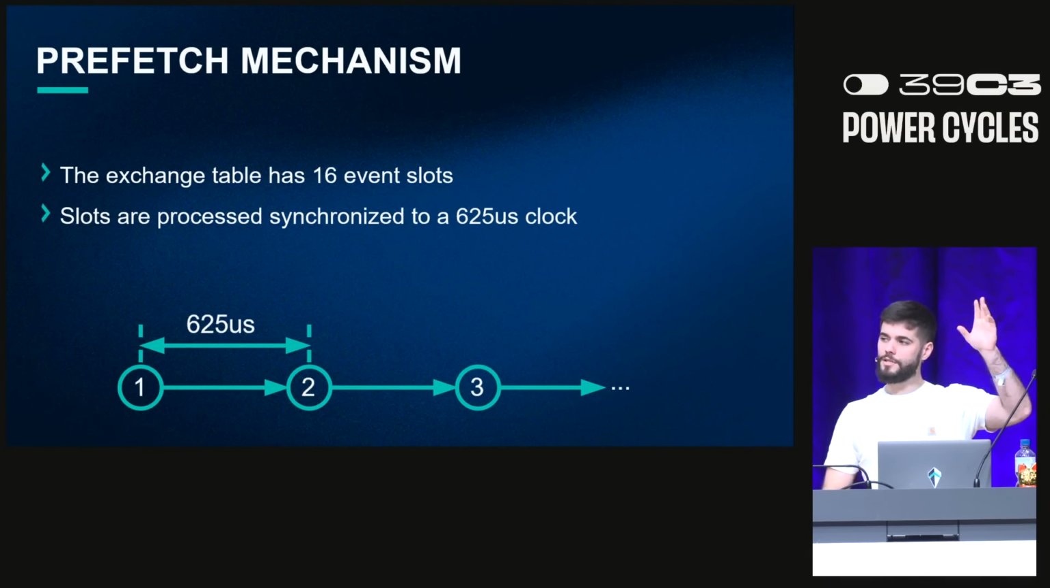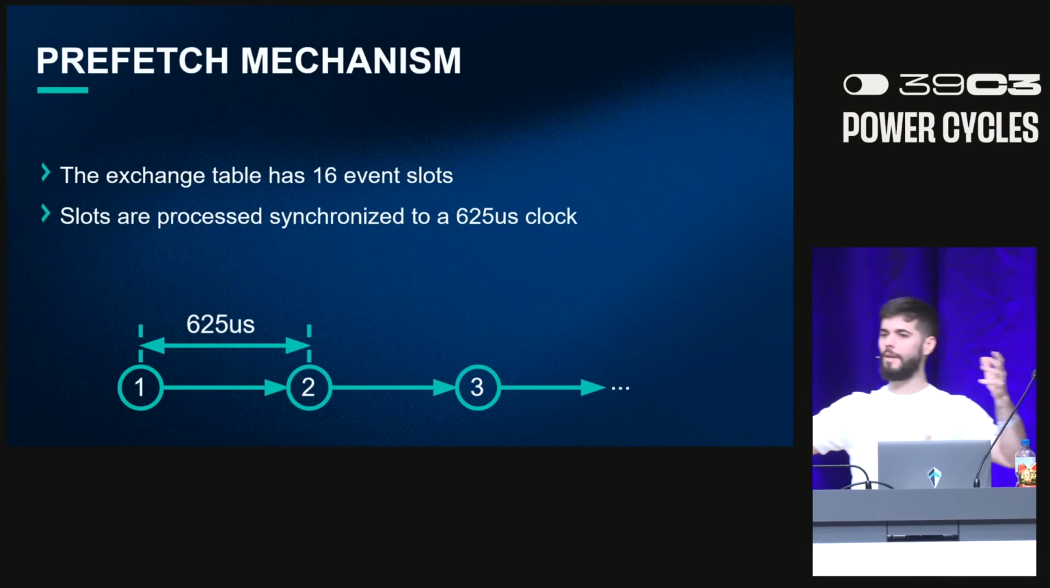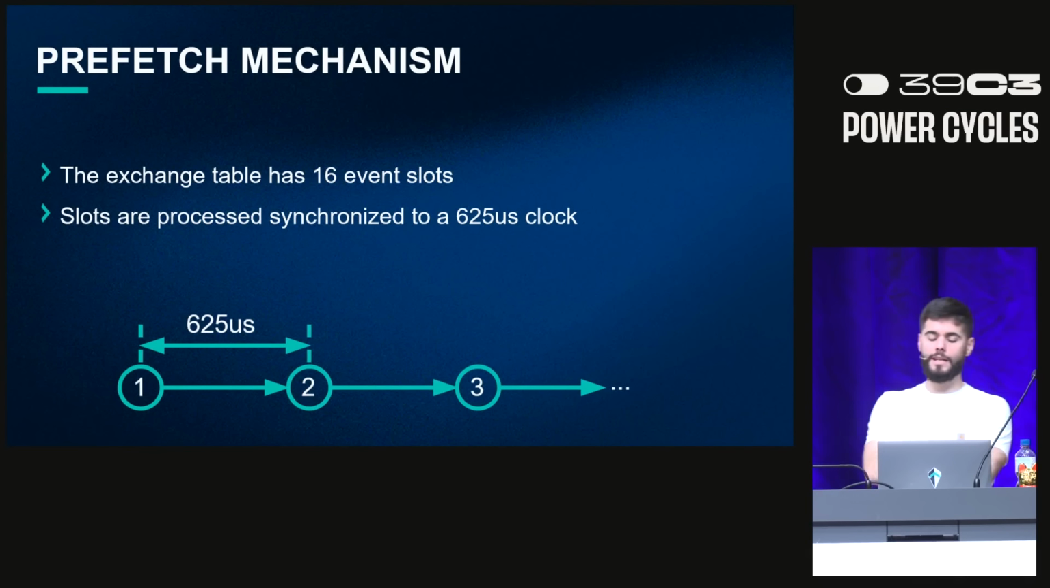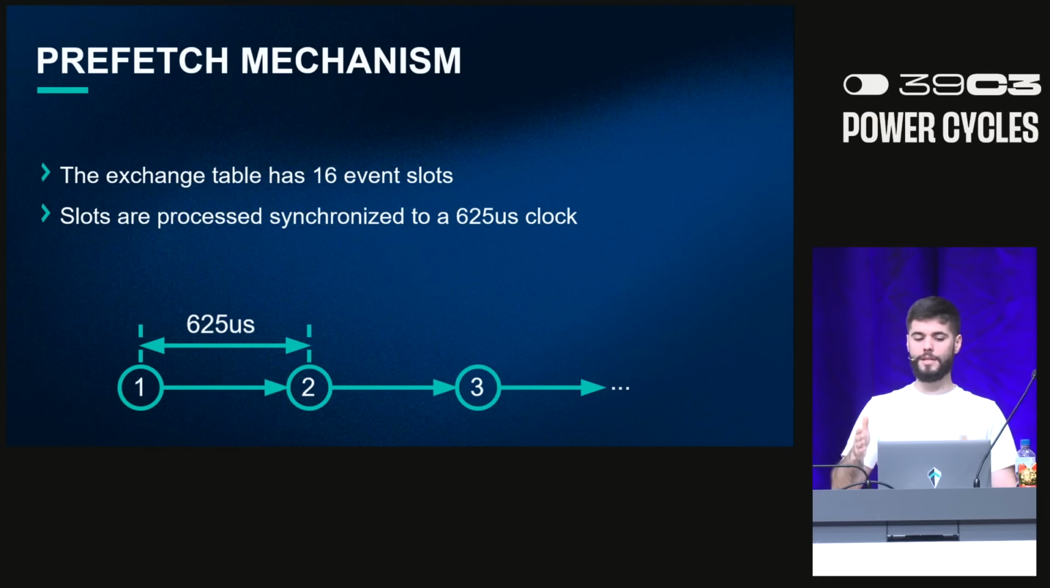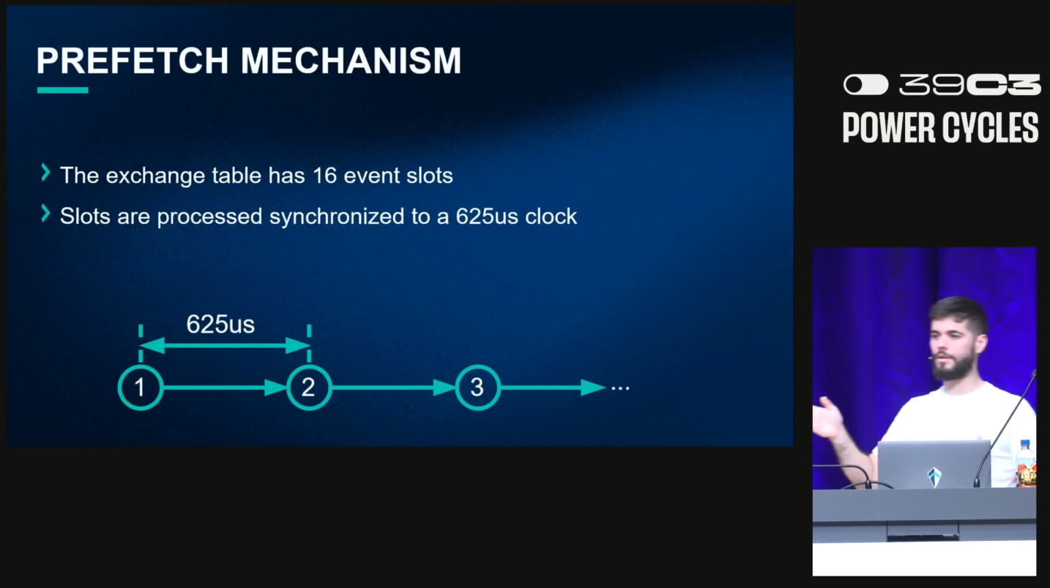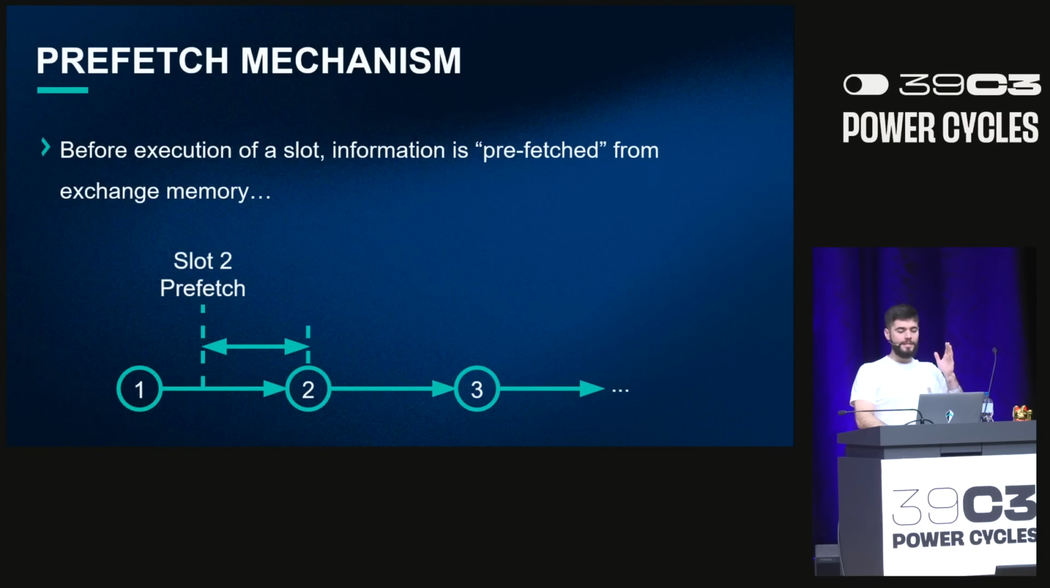So at the beginning of the exchange memory, there's this 16 event slot table, and each of the slots is read and processed, synchronized to a 625 microseconds clock. Every 625 microseconds, one of these events will be processed, and just before processing it, the peripheral will try to get the information of the table from the exchange memory. So this is what we call the prefetch mechanism.